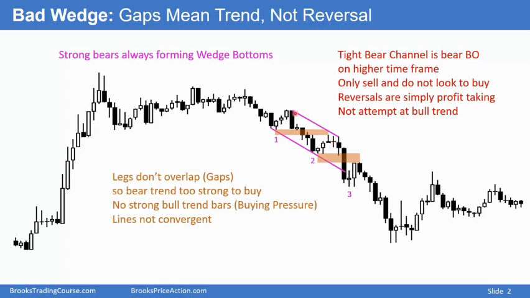Also, where are all the bull trend bars? Where is evidence that the bulls are strong? You have one bull trend bar here, but look at the follow through. And finally, the lines are not convergent. There's not a wedge shape.